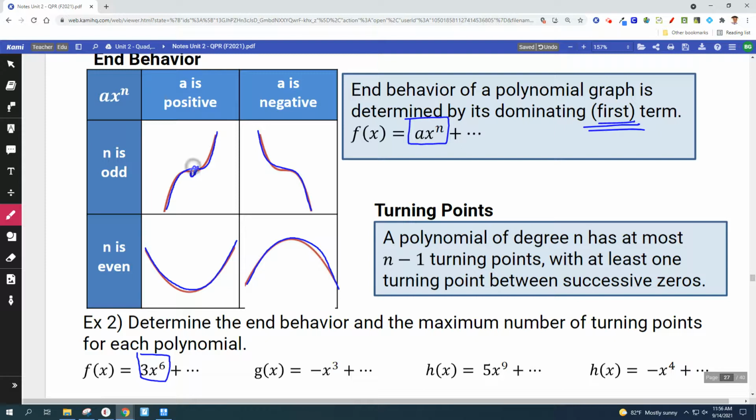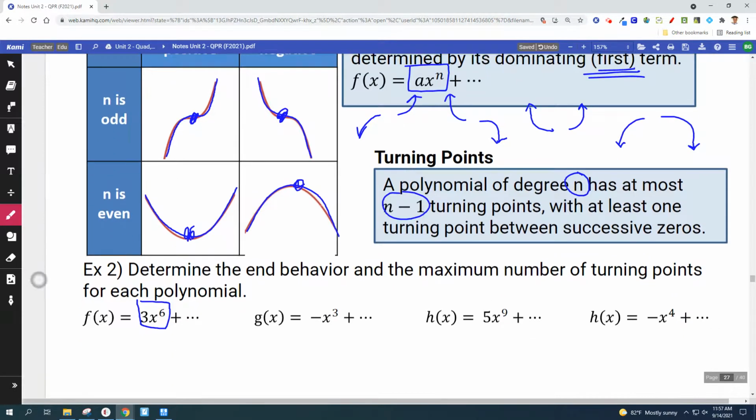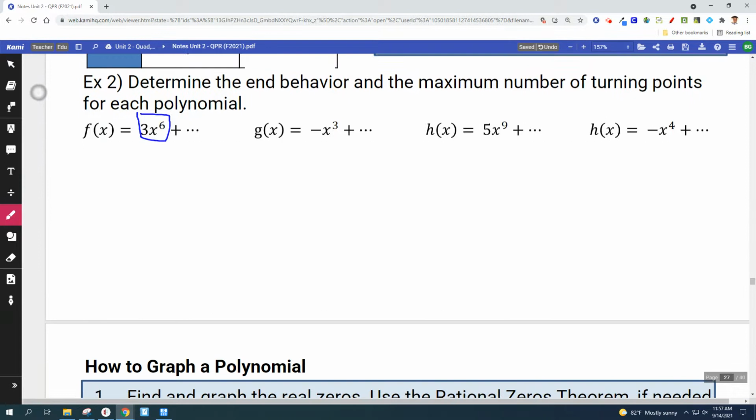Now, we may not know what happens in the middle of the graph. I'm just talking about the end behavior. So either it's down and up, or it's up and down, or it's up and up, or it's down and down. Those are the 4 different possibilities. A polynomial of degree n has at most n minus 1 turning points with at least 1 turning point between successive zeros. So I know that's kind of tough for people, but when it's a degree n, we're looking at at most n minus 1 turning points. It's not that bad once you understand it.